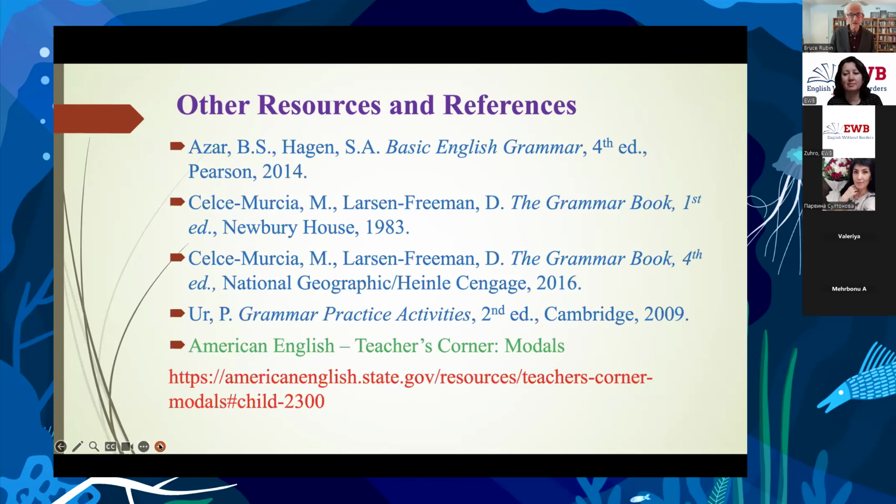I've put a few other resources on the last page here. This is that grammar book I took a few exercises from. The grammar book, now in its fourth edition, is a book that we use for training grammar teachers here at the university. And this is also a good book, Grammar Practice Activities. Lastly, I wanted to show you this website, American English, sponsored by the U.S. State Department. They have a teacher's corner, and if you go to this link right here, you'll go to the teacher's corner for modals, and there are numerous examples of exercises you can use there.